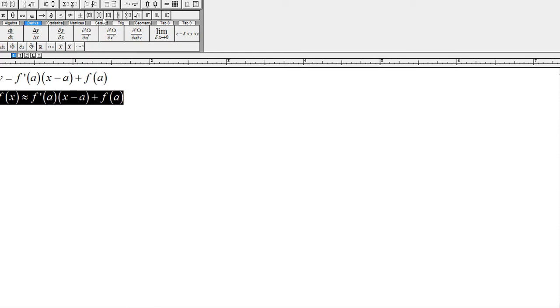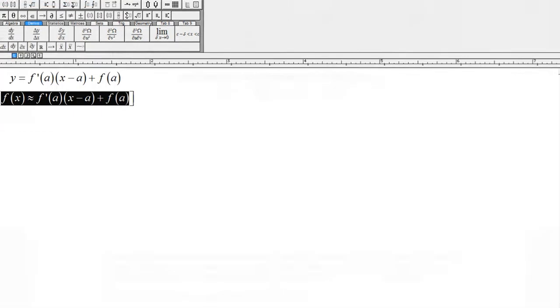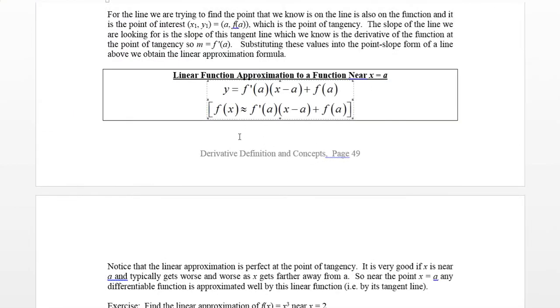That is the approximation there. So we're saying that the function is approximately equal to this linear thing here, which is the value of the tangent line. Now, this approximation is absolutely equal when x equals a.